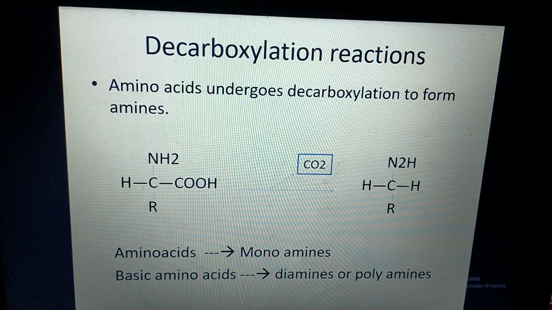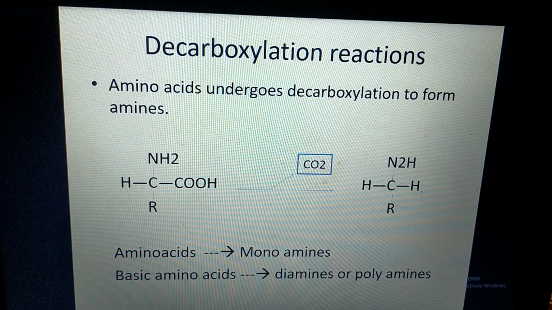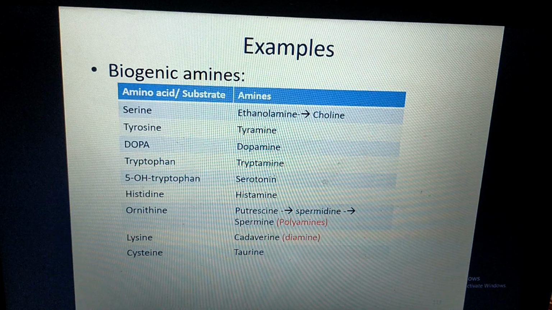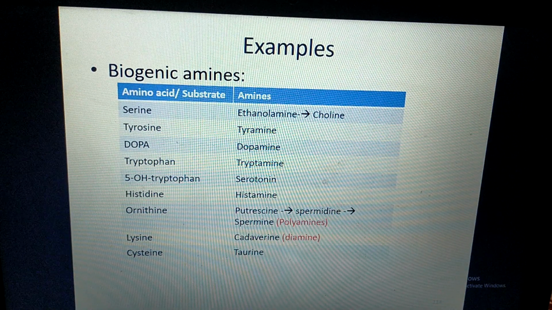Now up till now we have studied deamination reactions. Now we will study decarboxylation reactions. Decarboxylation reaction means that when the carboxyl group is removed from an amino acid, it forms amines. Normal amino acids form monoamines, whereas basic amino acids which have two or more amino groups form diamines or polyamines. So these are the examples of biogenic amines.